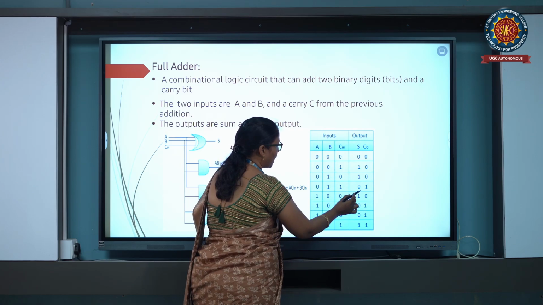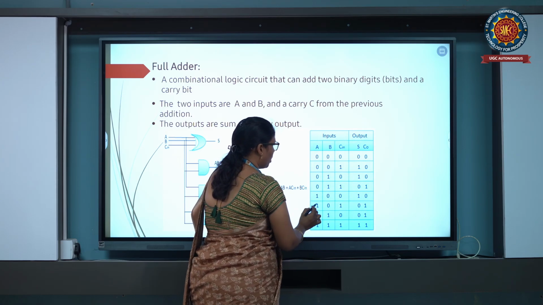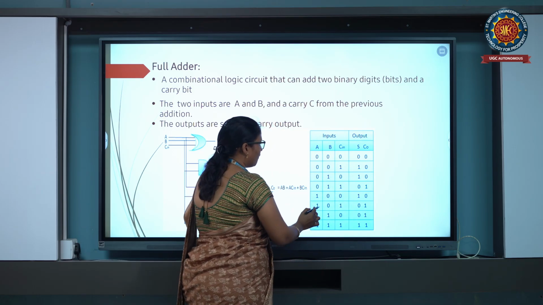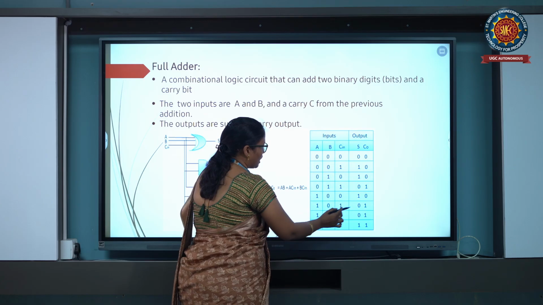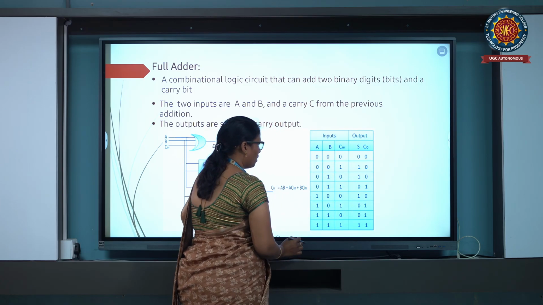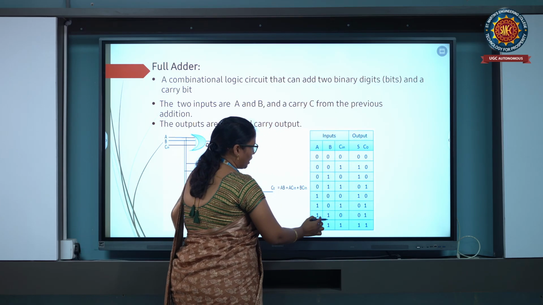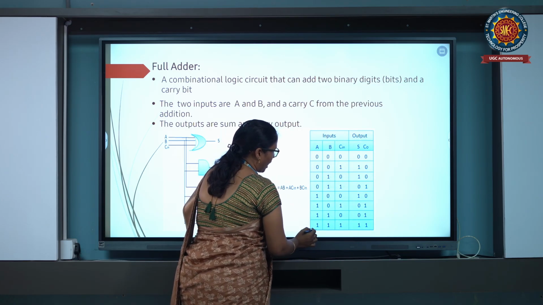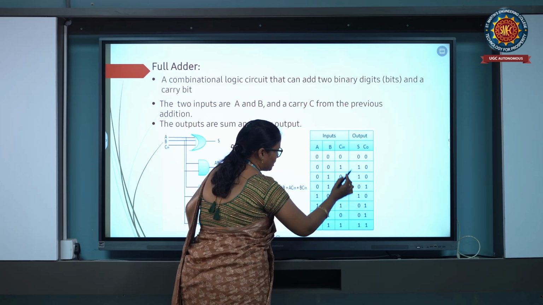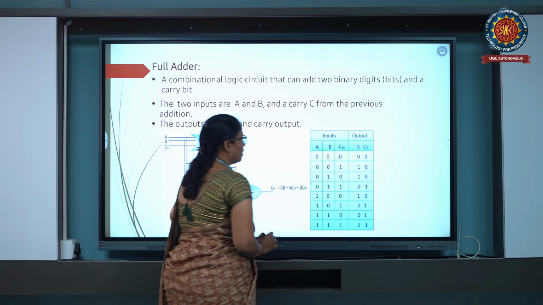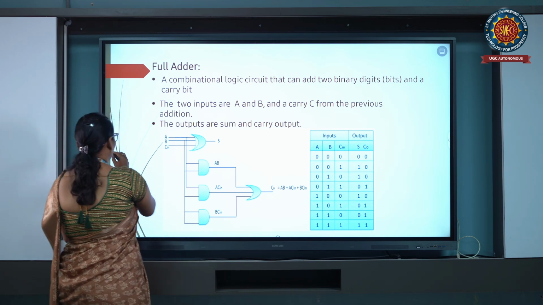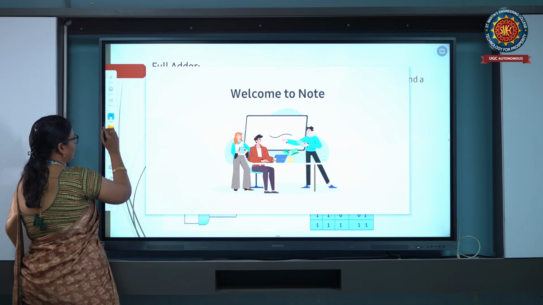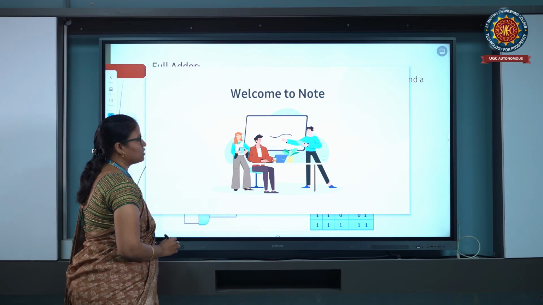When it is 0, 1, 1, there is a carry of 1 and sum is 0. When it is 1, 0, 0, the sum is 1 and carry is 0. When we have 1, 0, 1, the sum is 0 and carry is 1. When it is 1, 1, 0, the sum is 0 and carry is 1. When A, B, C are all high, the sum is 1 and carry is 1. We can generate the circuit diagram using the truth table. Let us see how we can generate this circuit diagram.